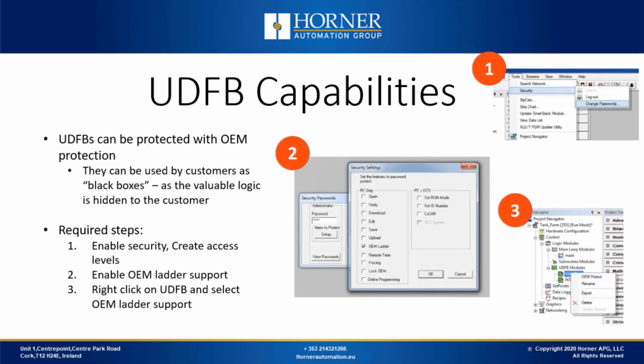Well, lots of OEMs or system integrators want to give their users the ability to use Cscape, but don't want to actually give away their intellectual property. So OEM protection allows users to use logic in their programs without being able to see the contents of that logic. This approach within UDFBs allows you to provide function blocks to your users where they can add their own inputs and outputs but can't see the logic behind it. To get this feature, you must first enable security, turn on OEM ladder support, and for that particular UDFB that you want to protect, right-click and select OEM Protect.